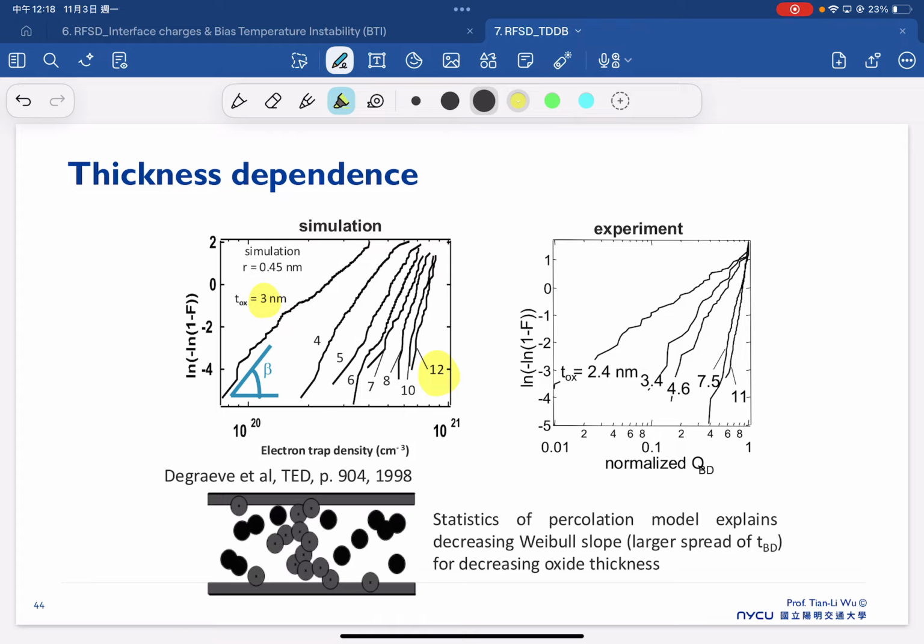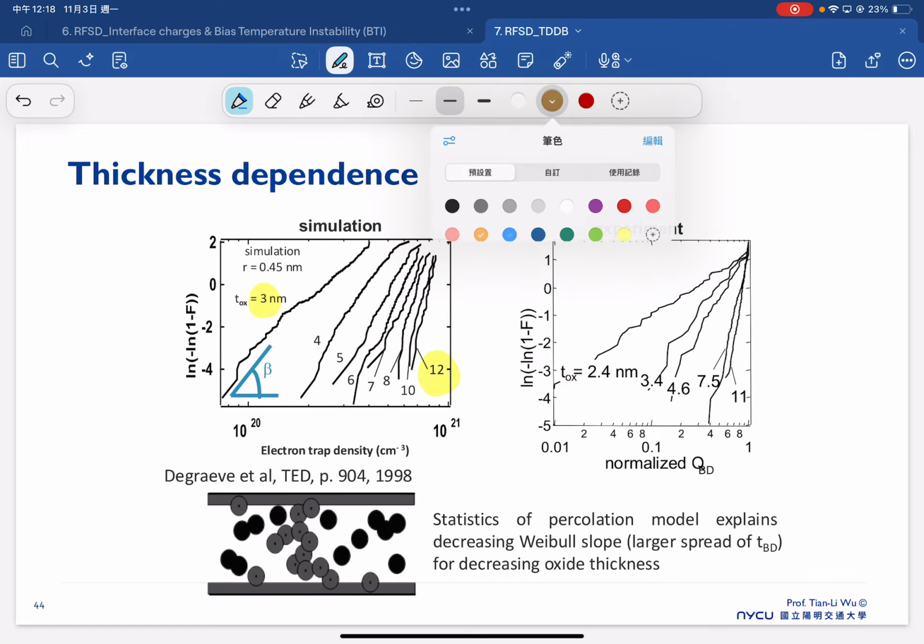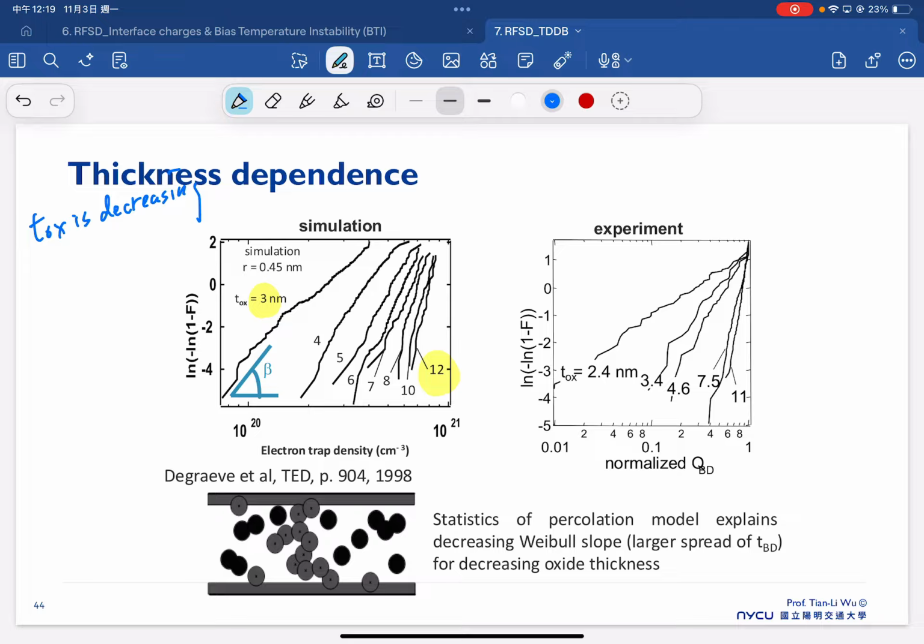And also, this tells us that when the oxide thickness Tx is decreasing, the beta is small. And when Tx is increasing, the beta is large. This is because of the population model and the defect distribution.